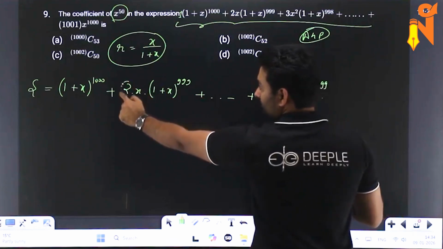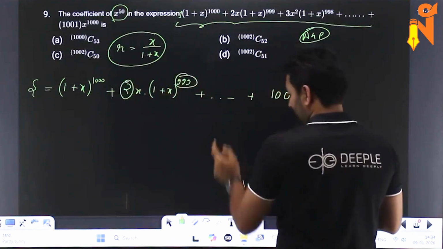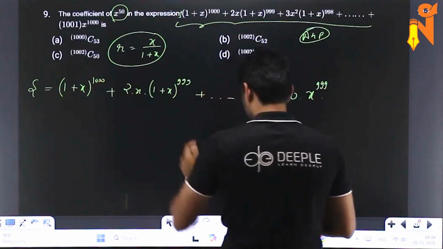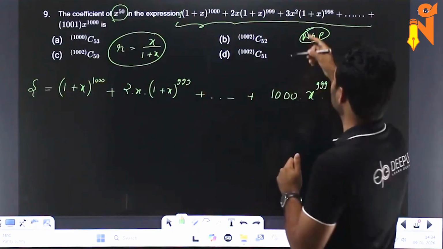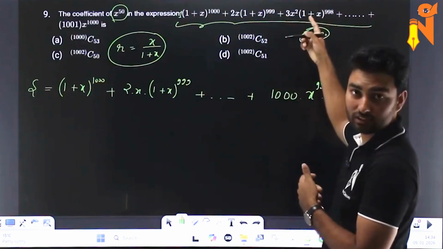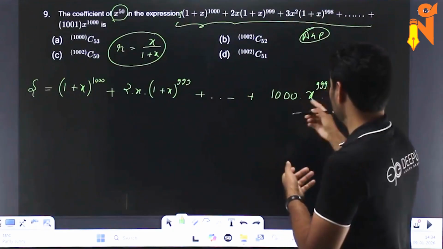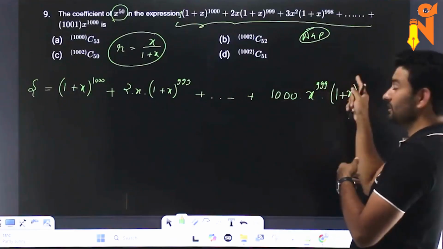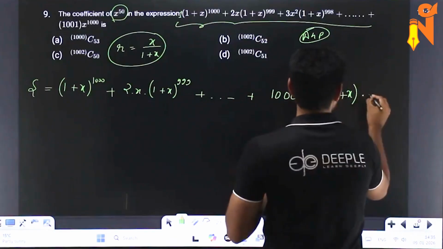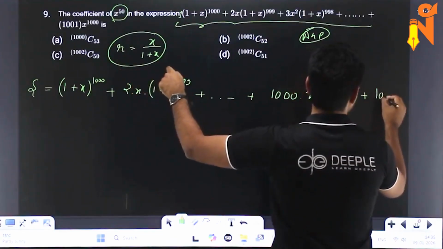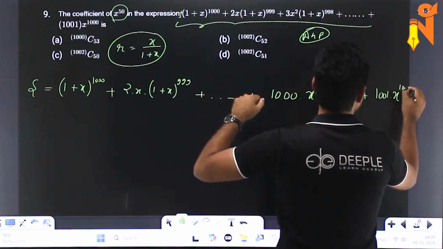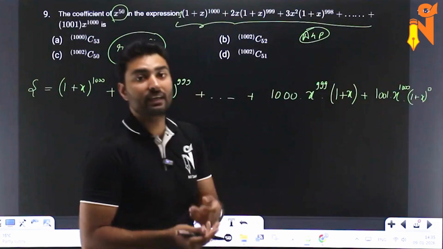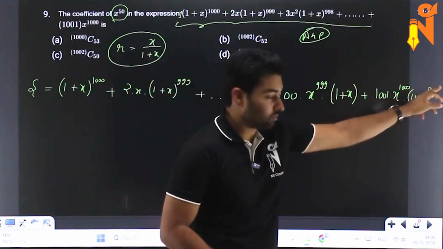The addition of this number and this number is 1001. You can see here also, into 1 here, add 1001. And you can see also here 3 plus 998, how much? 1001. So same pattern here also, 1 plus x power should be 1, right? Because this plus this is 1001, and the last expression is 1001 into x power 1000 into 1 plus x power 0, because I want 1001 total.